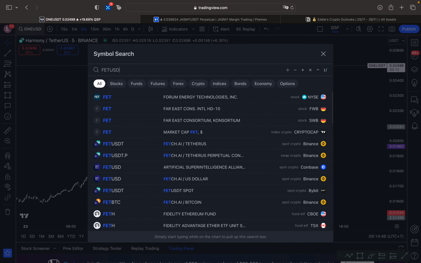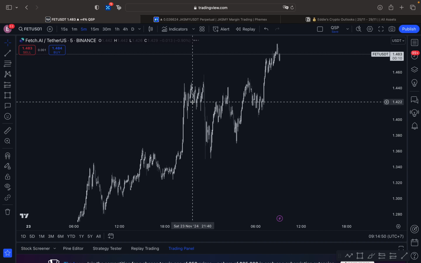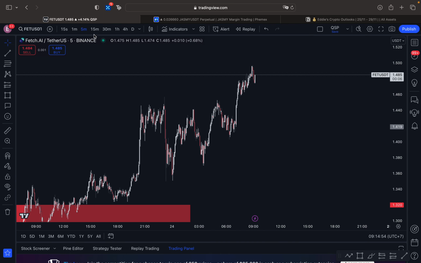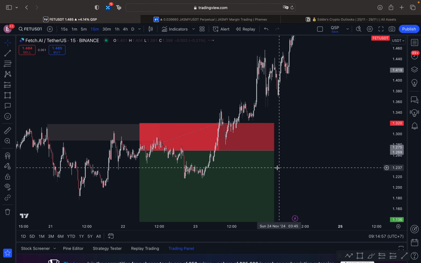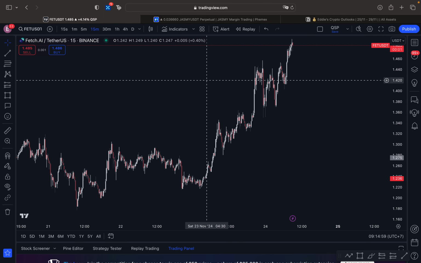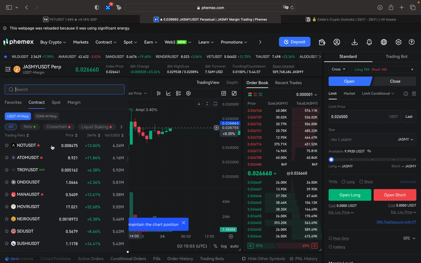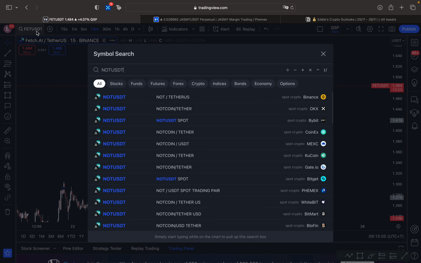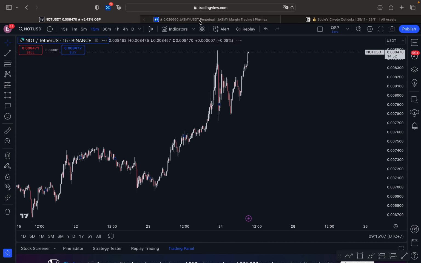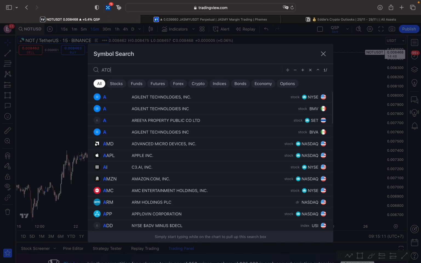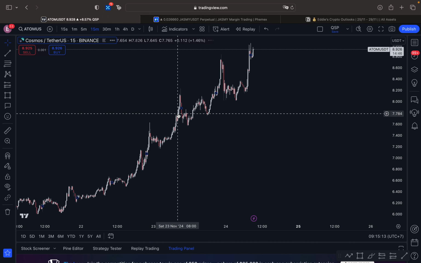Fetch. Took a loss there. M15. Nothing. USDT. Not a trade. Atom, then Troy.